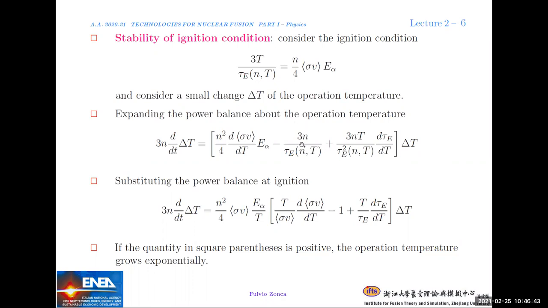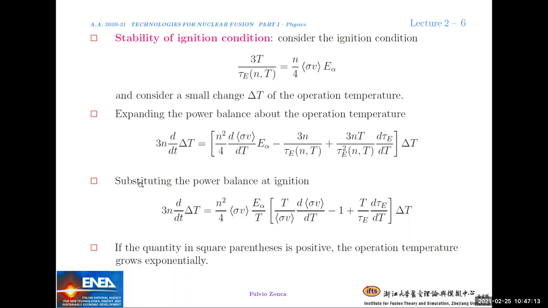And then we take the derivative of this other piece. Obviously there will be, with a minus sign, a minus 3N delta T over tau. And then we have to take the derivative of tau with respect to T. As I said before, this is actually where all the uncertainty comes from, because we don't really know the behavior of tau_E versus density and temperature. Actually, I will discuss this more in detail later, but this is what we can derive quite easily.